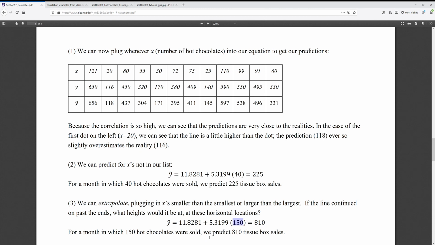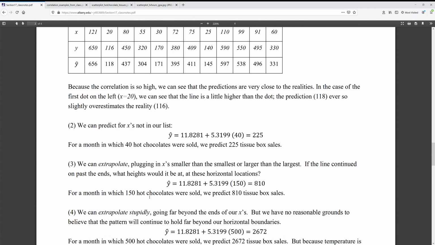Well, just run it through and we see it's 810. So if there were a month in which you sold 150 hot chocolates, we predict 810 tissue boxes. What are we talking about? A month that is slightly colder than any of the months we happen to be looking at. Or we can extrapolate stupidly. There's no reason in the world you can't plug in 500 into this.